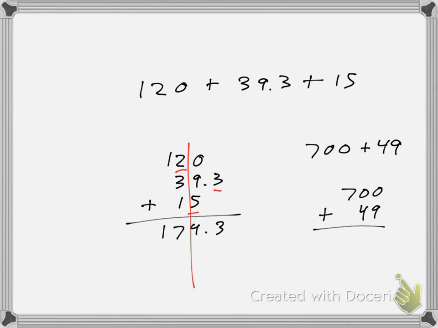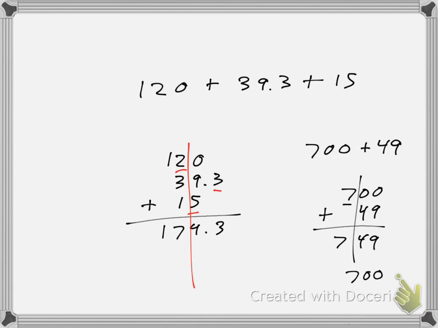All right, try this one. 700 plus 49. Well, of course, for 700, the significance ends in the hundreds place, and in 49, it's in the ones, and so I'm going to round to the hundreds place. But if I do 749 rounded to the nearest hundred, it's just 700. You say, well, that's crazy. Why is 700 plus 49 equal to 700?